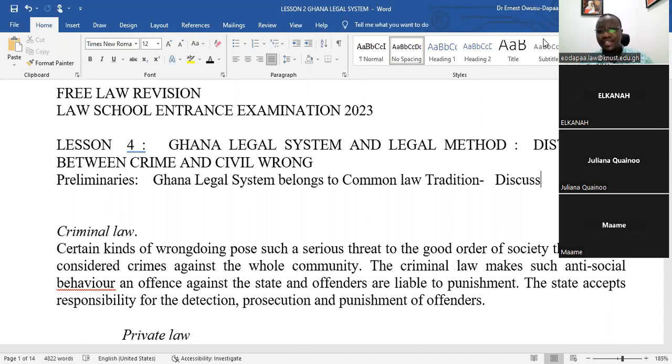Yeah, so this is just an overview, just to give you a sense of the legal traditions out there. But then let's come back to the common law tradition. And for that matter, in what respects or in what ways can we say meaningfully that Ghana is a common law tradition? So first and foremost, we have to understand and remember what the common law tradition is.